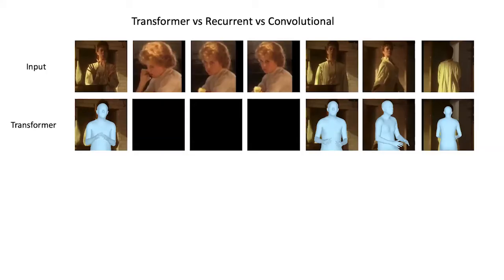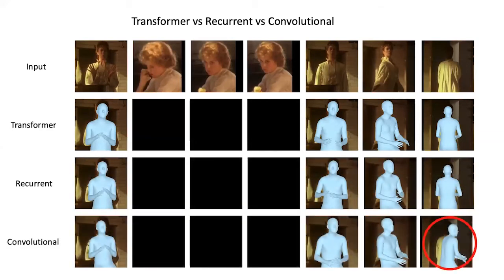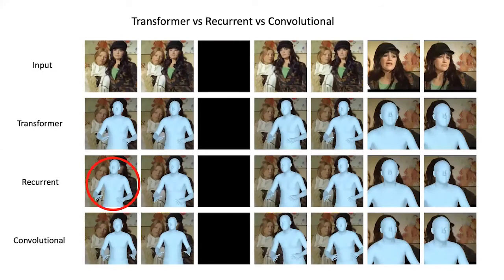Okay, so here are some results comparing the transformer model, the recurrent model, and the convolutional models. They're all trained on similar data, so you see improvements on all of them, like you should, and you will just see small, subtle differences, including jumps.